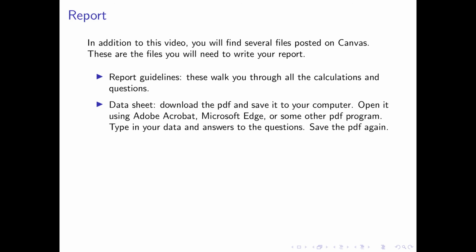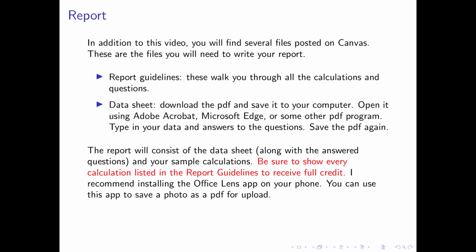You can then open the PDF using Adobe Acrobat, Microsoft Edge, or some other PDF program. You need to type your data and the answers to the questions into the PDF and then save it again on your computer. The report will consist of the data sheet that you just saved, along with the answered questions, and your sample calculations. You must show every calculation listed in the report guidelines to receive full credit, but you only have to show them for one trial for each piece of glassware.